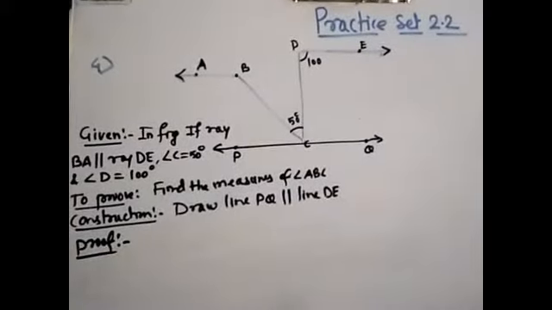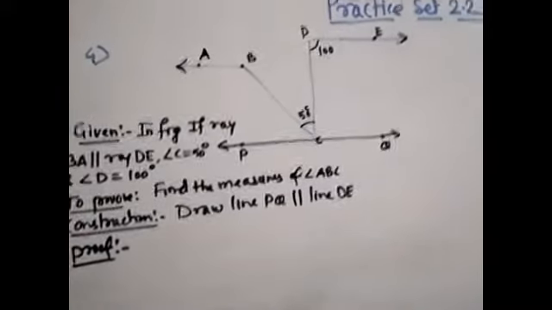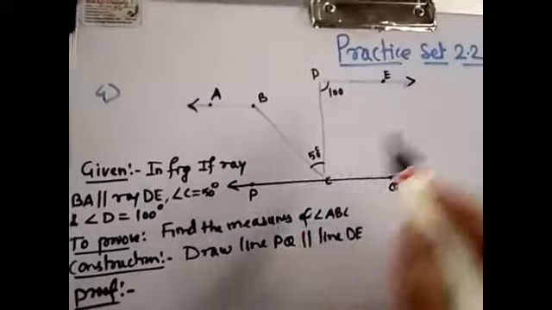Yes, this is the fourth one, that problem will be given that in the figure ray BA is parallel to ray DE.